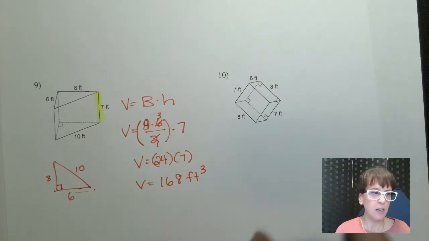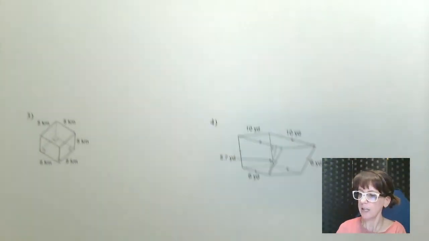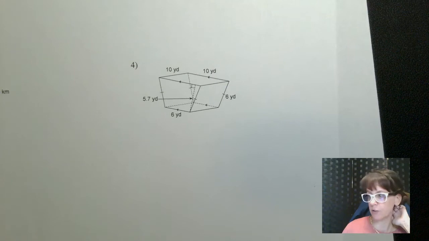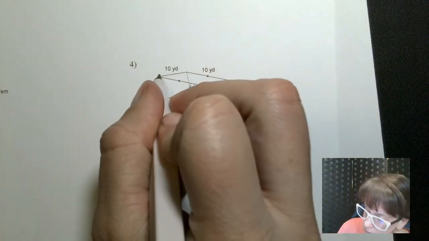So let's talk about another one that might be a little bit different. Here we have a trapezoidal prism because we can see that there are 2 sides that are not rectangles. They are trapezoids. So here's my trapezoid right here.